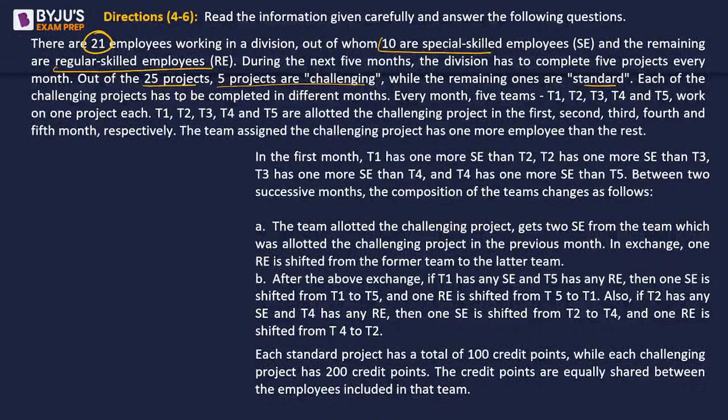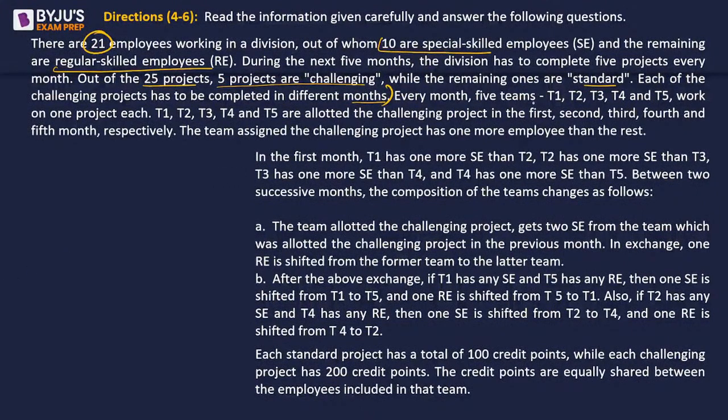Each of the challenging project has to be completed in different months. So in the first month, first challenging project will be taken, then in the second month, second, third, fourth. So can I say that since every month we are taking up 5 projects, there are 5 months, every month we have 5 projects. Every month we'll be taking one challenging project and 4 standard projects. All right, clear up till this point?